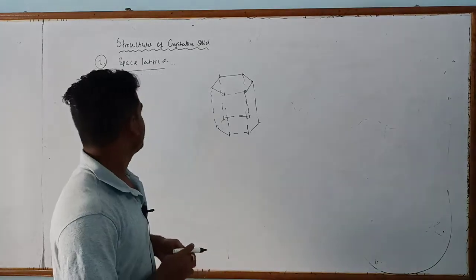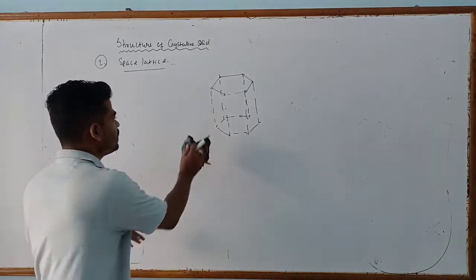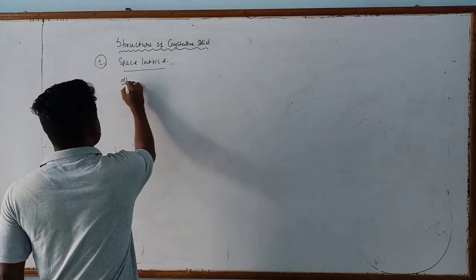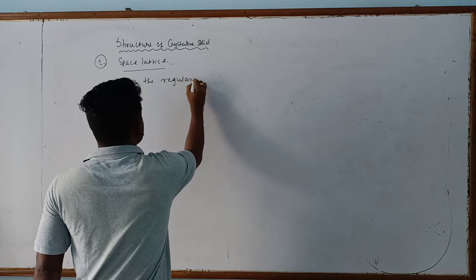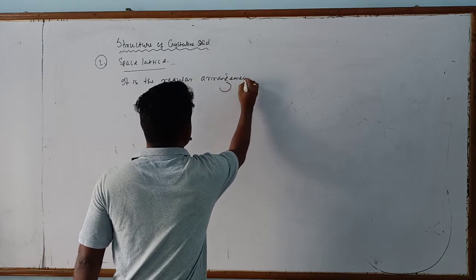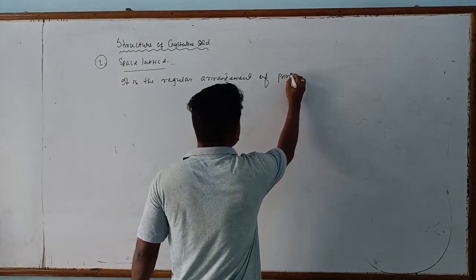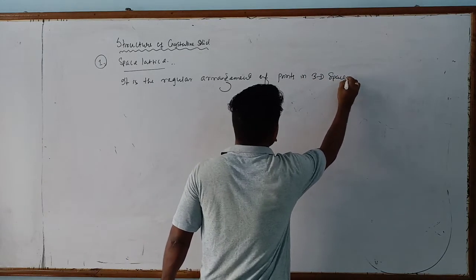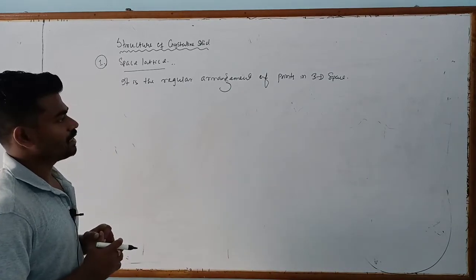So if I define the space lattice, you can define it like this. It is very simple. It is the regular arrangement of points in 3-dimensional space. So that is called your space lattice.